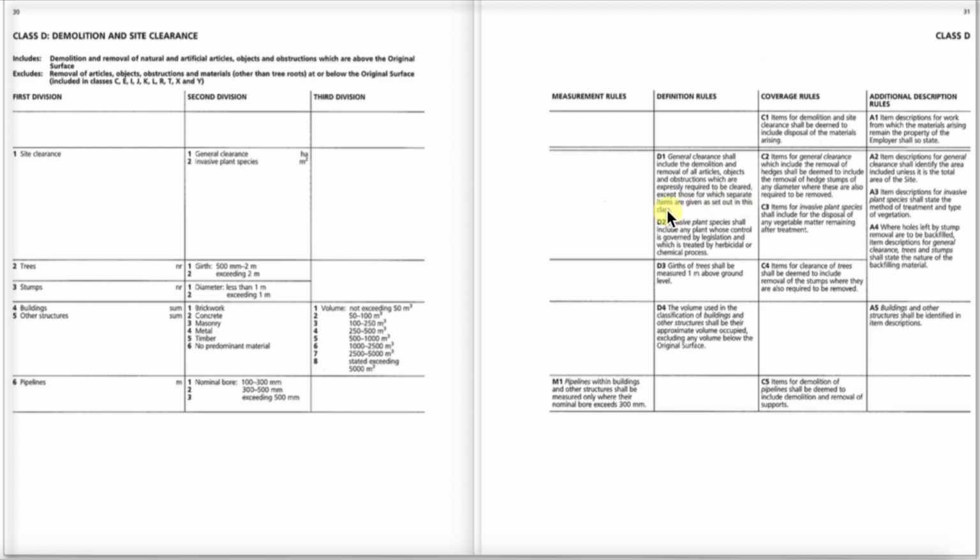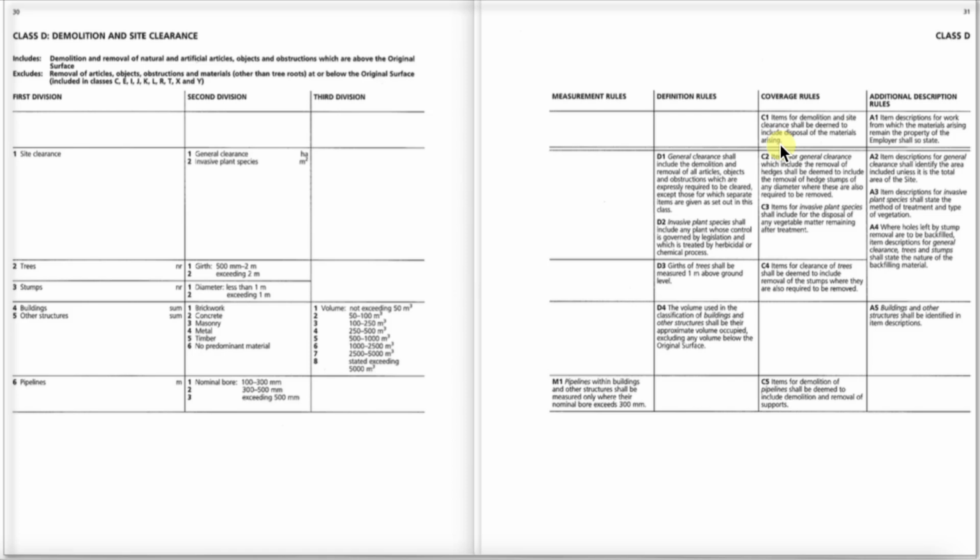I think that's pretty straightforward. D2 refers to invasive plants, which links in with the second entry in the second division there. But let's move across to coverage rules, and we've got a C1 here above the double horizontal line. C1 states items for demolition and site clearance shall be deemed to include disposal of all the material arising. That's important as well for estimating.